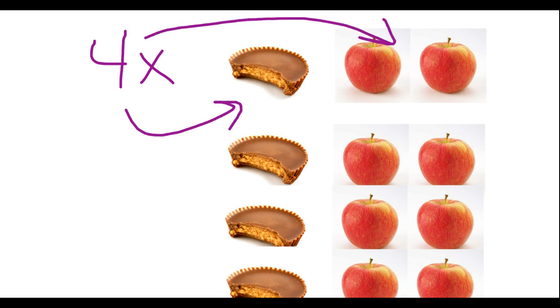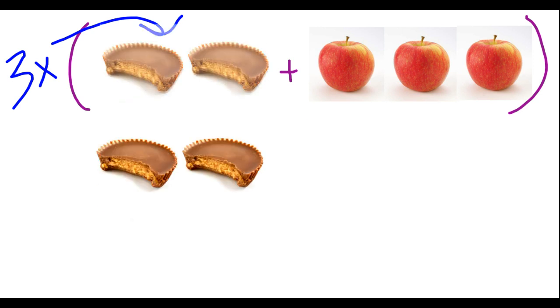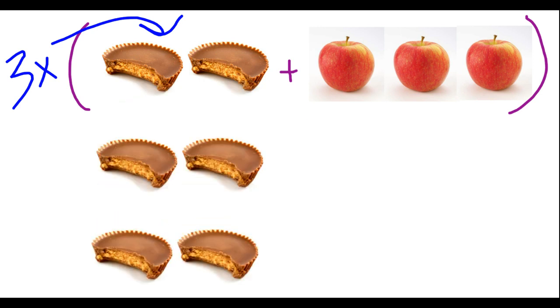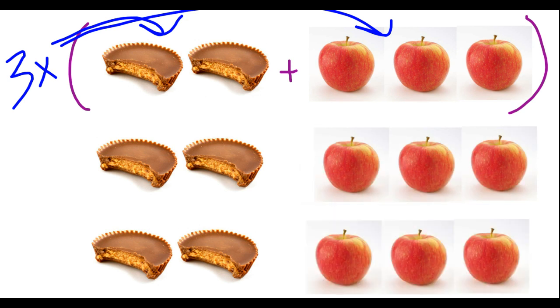Let's look at that, except this time with 2 Reese's Peanut Butter Cups and 3 apples. So together, this is our complete group. Like our pool was made up of a shallow area and a lap swimming area. If we wanted to create 3 copies of this group, well, we have 1 copy here. We would need not only to create 3 copies of our peanut butter cups, we would also need to create 3 copies of our apples. And that is the essence of the distributive property.